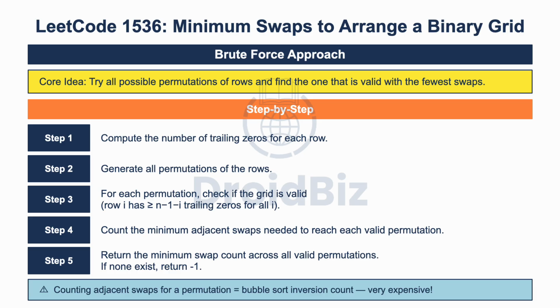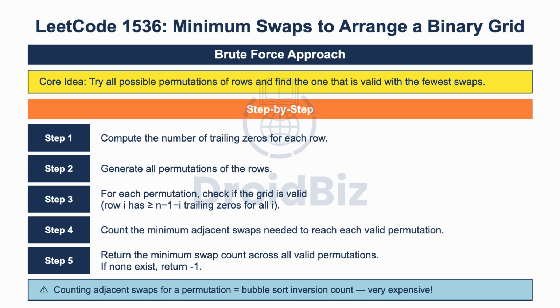If no valid permutation exists, return -1. Now this works, but it is extremely slow. For n equal to 200, n factorial is astronomically large. We cannot enumerate all permutations. And for each permutation, counting adjacent swaps adds even more cost. This is why we need a smarter approach.